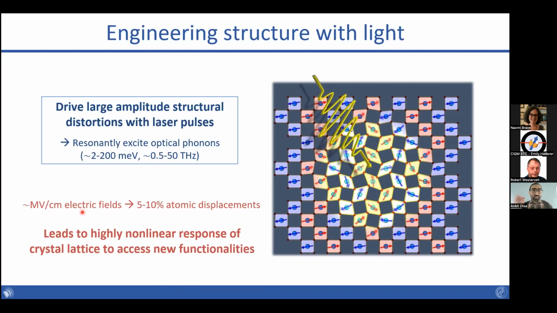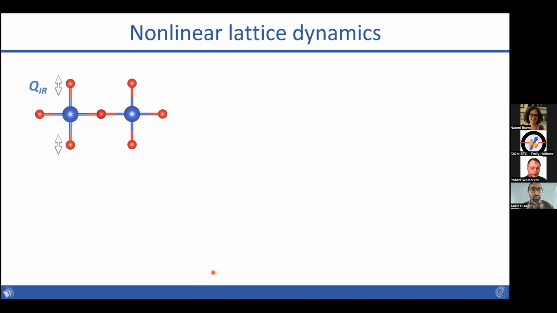And importantly, with these extreme atomic displacements, the response of the lattice then becomes highly nonlinear, and we can use this nonlinearity as a tool to access the new crystal structures and functional properties that we're interested in. Okay, so this is what I will be focusing on. So let me just try to describe how this works.